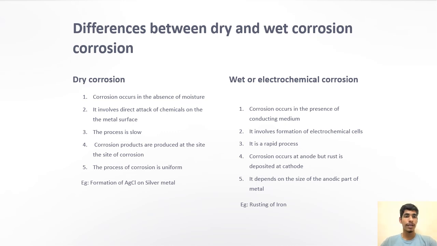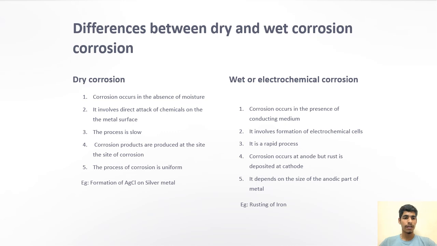Second point: dry corrosion involves the direct attack of chemicals on the metal surface, but in wet corrosion it involves the formation of electrochemical cells. Dry corrosion is a slow process, as the corrosion spreads from a little point to bulk matter by vapors or air, without moisture content coming in contact with the metal. But wet corrosion is a very rapid process, as the metal material also gets wet, and due to humidity this occurs.